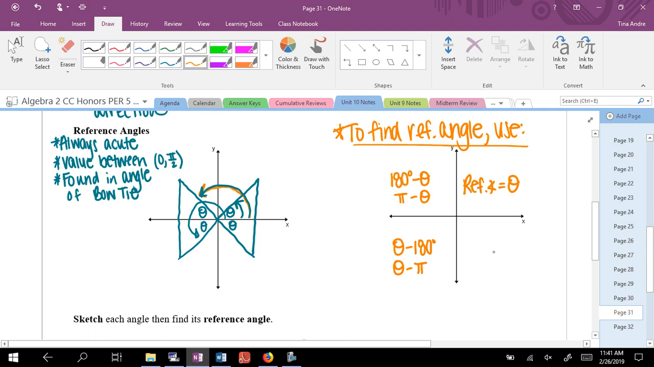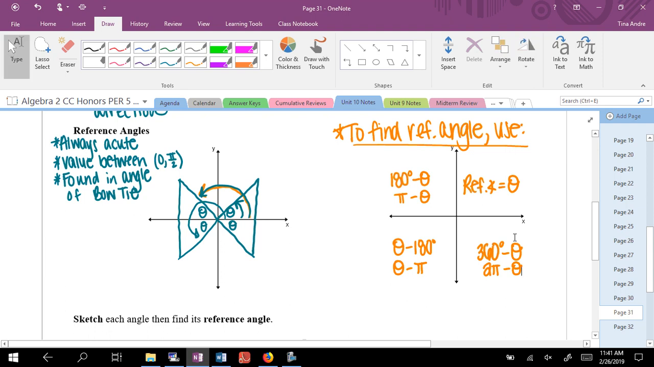And then if I'm in the fourth quadrant and you want to find the reference angle, it's going to be 360 minus theta, or it's going to be 2 pi radians minus theta. And that's how you're going to find the reference angle. So all of these equal the reference angles.